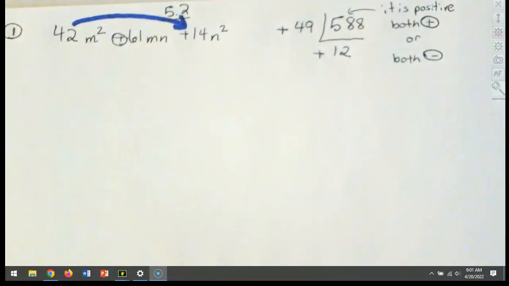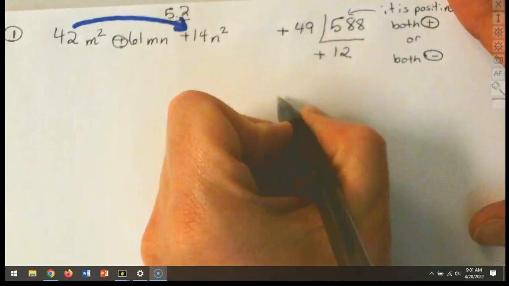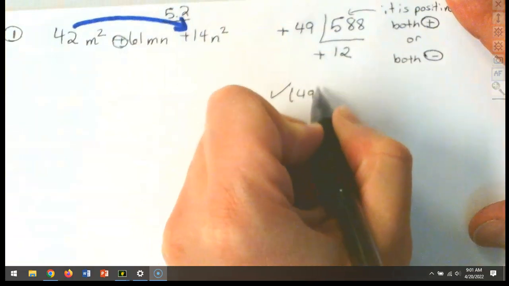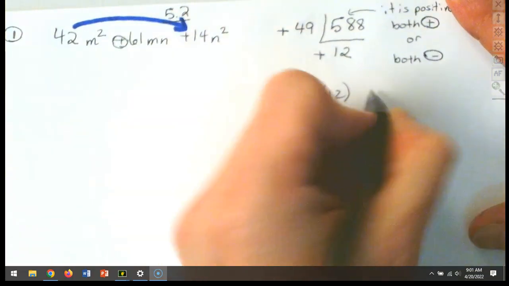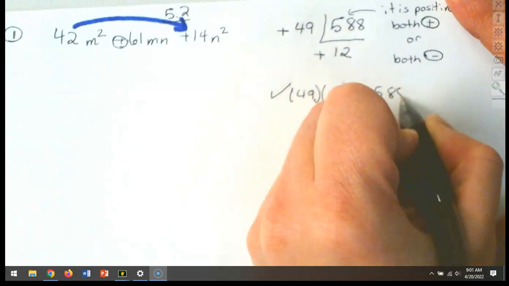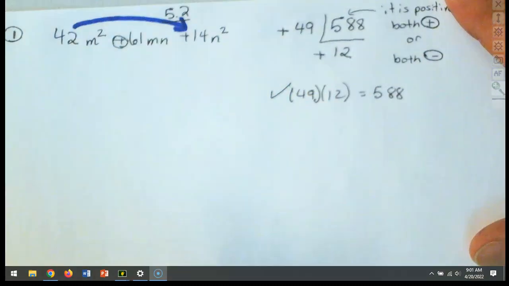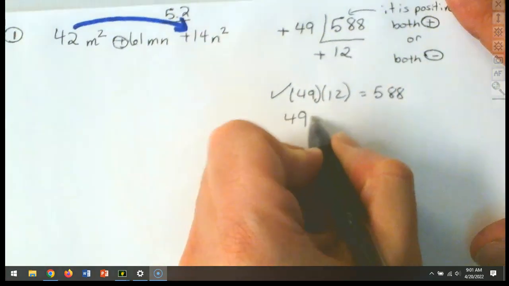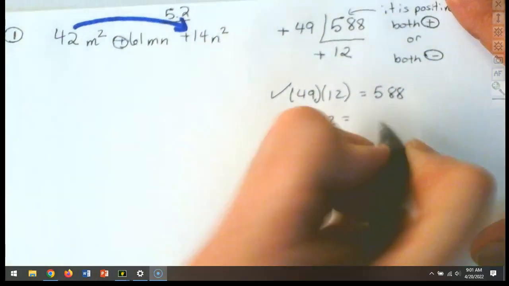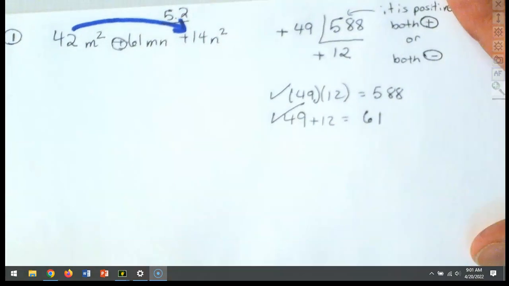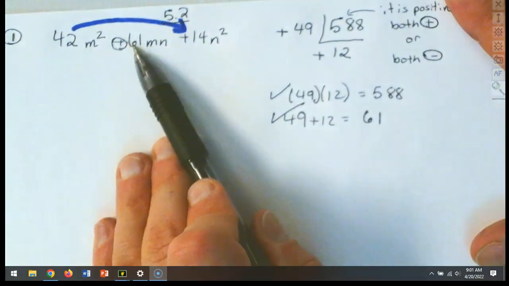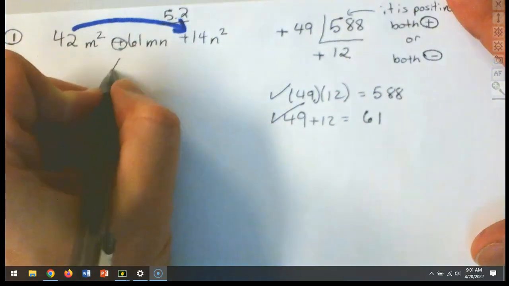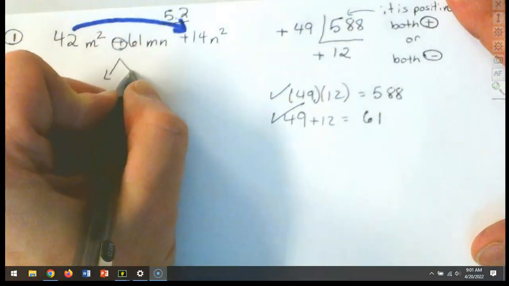Now, let's double check and make sure they work. So, to make it work, 49 times 12, what does that give you? 588, which it does. That's what we want. That's what's in here. What else can we check? 49 plus 12, what is that? 61. That's what we have in the middle. Now what do we do next? We split up that 61.